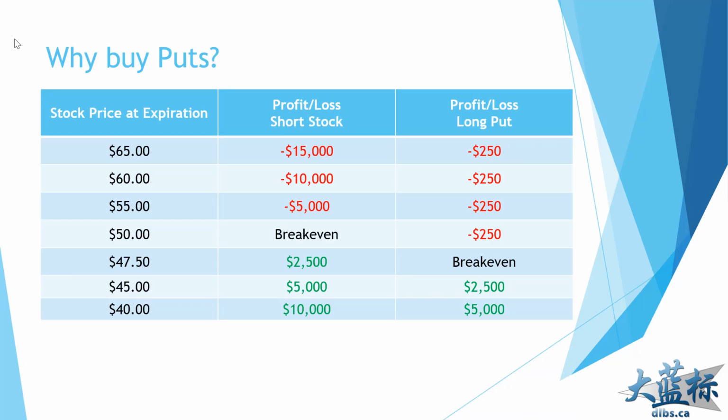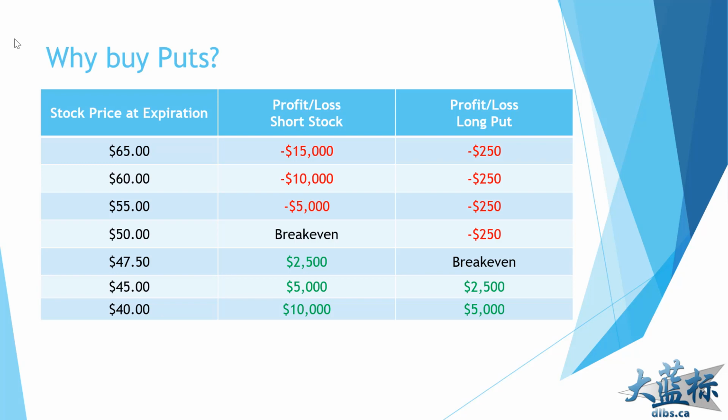And this compares both scenarios. And what if the stock turned the other way and went up instead? Well, you can see on the right hand side, the most we can ever lose is $2.50 a share, so $250. But the person who shorted the stock with the traditional method has unlimited risk, and at $65, that person would have lost $15,000.